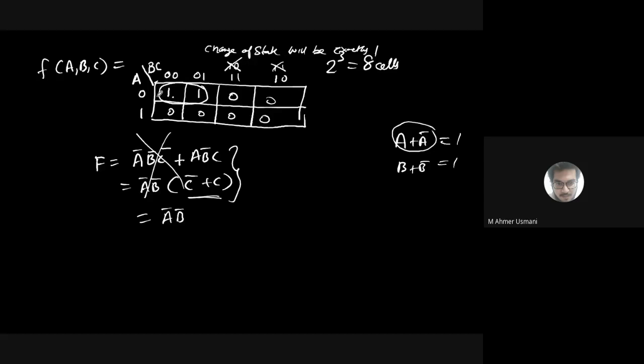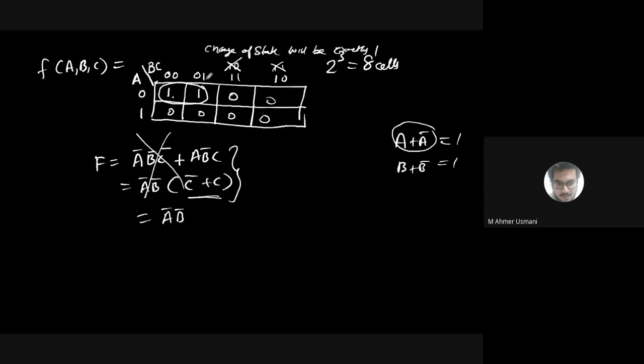The value of a remains the same. What is the value of a? 0. Zero. What about b? Is b the same? Yes, sir. B is also 0 over here. B is also 0 over here. Yes. But sir, what is changing? C is changing. C is going from 0 to 1.